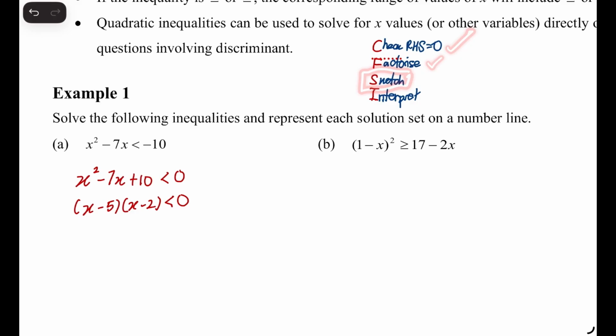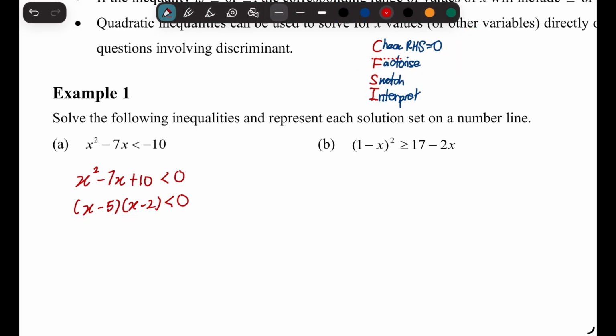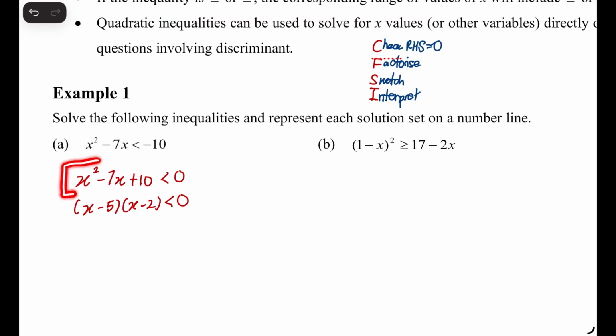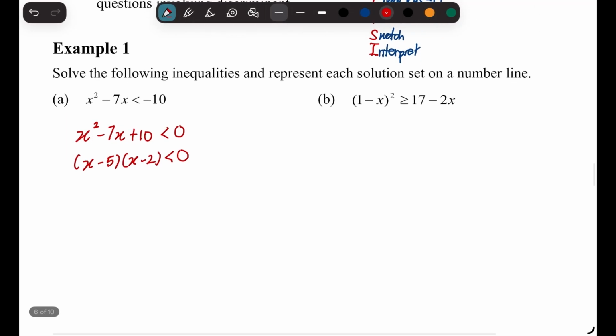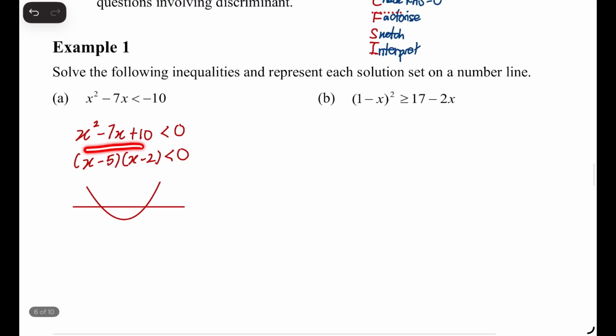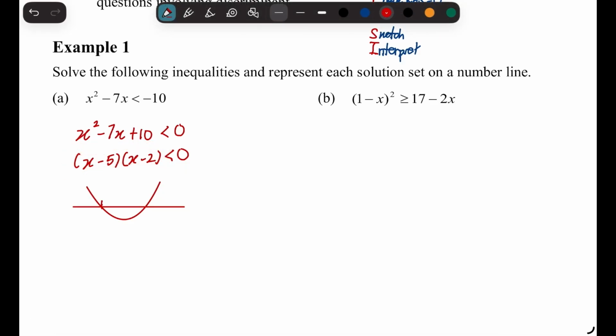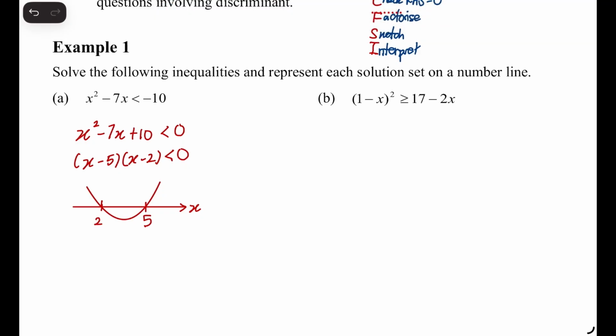We sketch a simple sketch of this graph over here of x minus 5 times x minus 2. I know that because my coefficient of x squared is positive, this is a smiley face graph. So I can draw a simple smiley face graph here. And the two x-intercepts is when I let this expression equal to 0, I can see that my two x-intercepts would be 2 and 5. Okay, so this is my x-axis. These are my two x-intercepts. Based on equating this equals to 0, we can solve for these two x-intercepts.